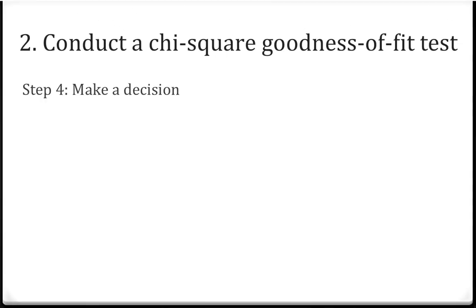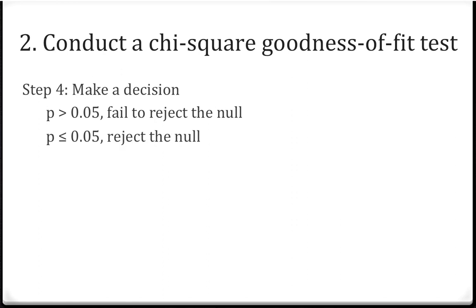Step 4, make a decision. You've seen these before. If p is greater than 0.05, we fail to reject the null hypothesis. If p is less than or equal to 0.05, we reject the null. The 0.05 here is that standard alpha level.